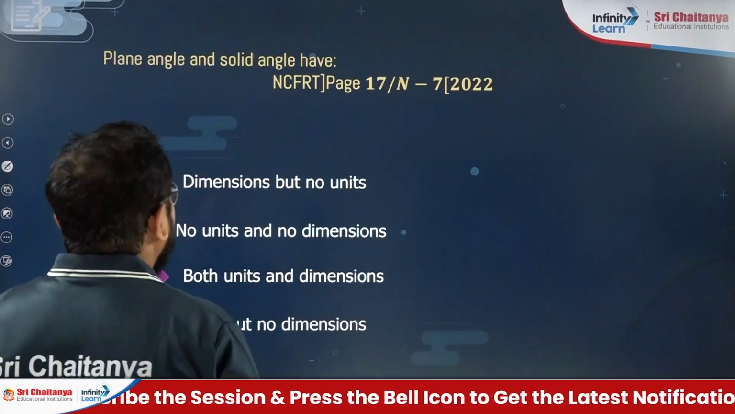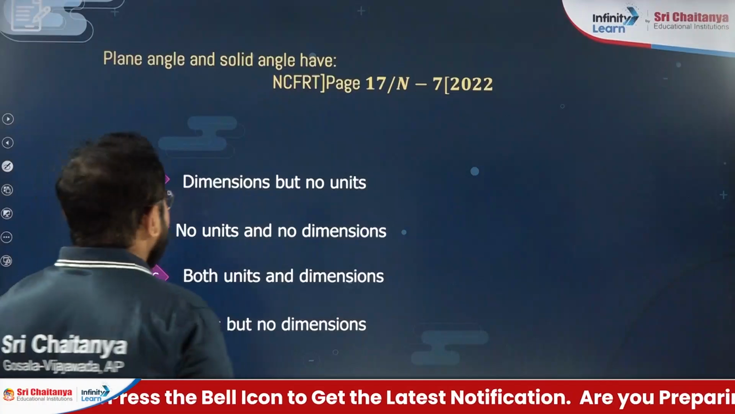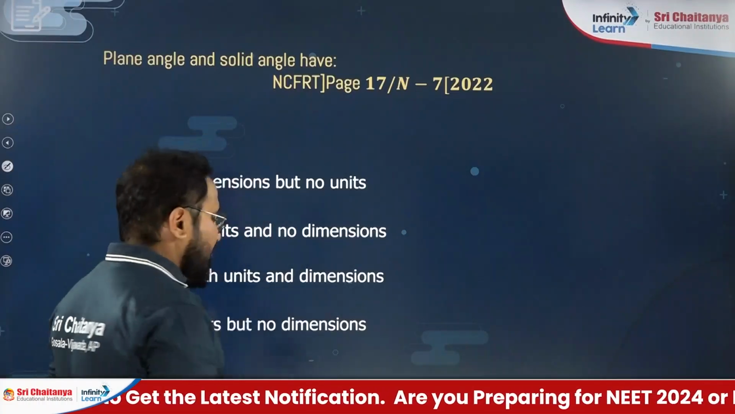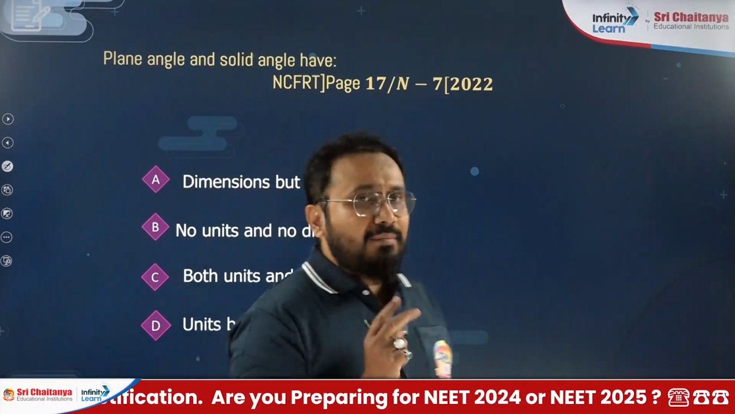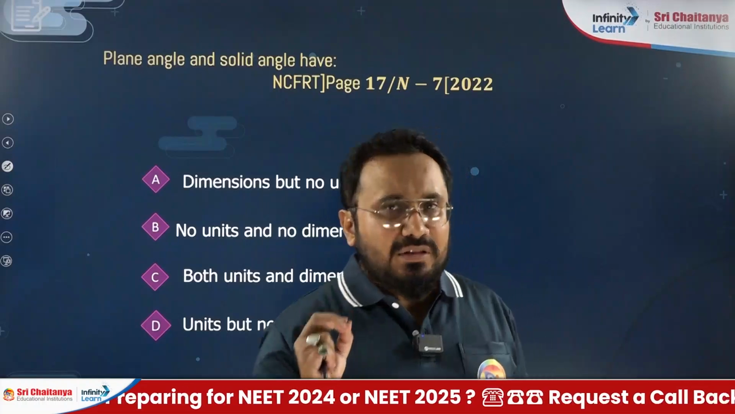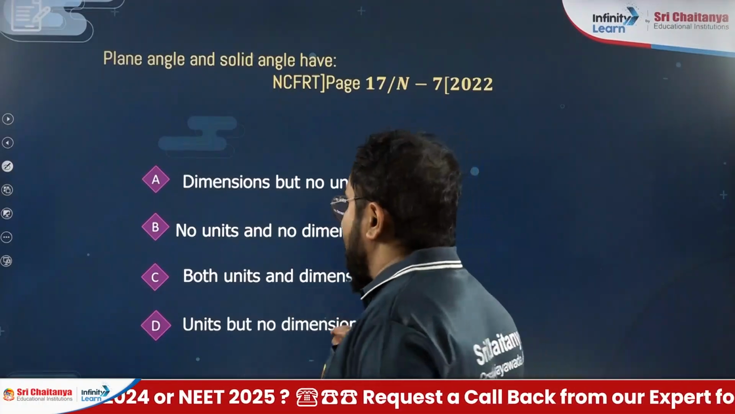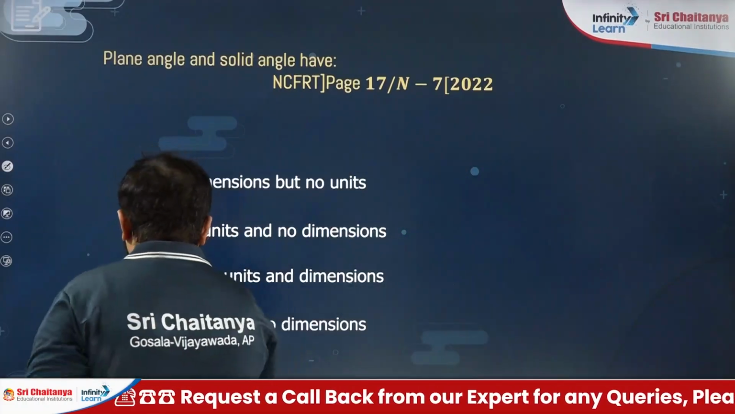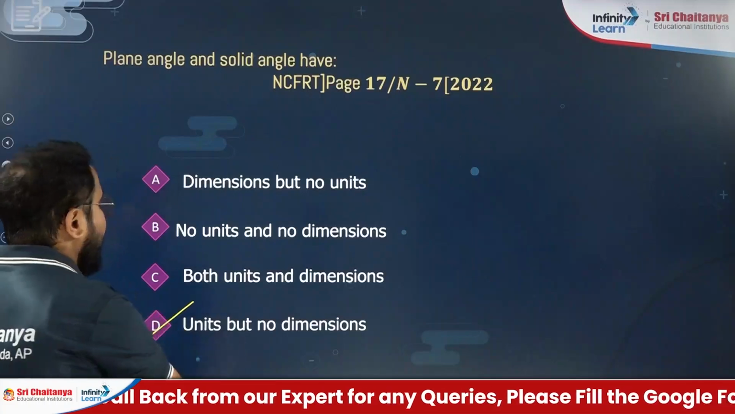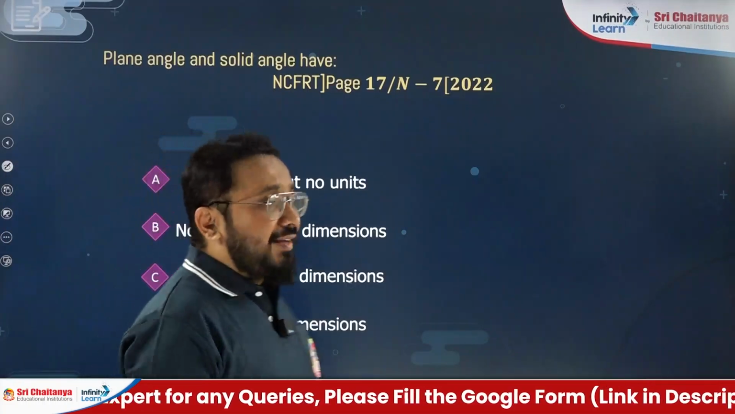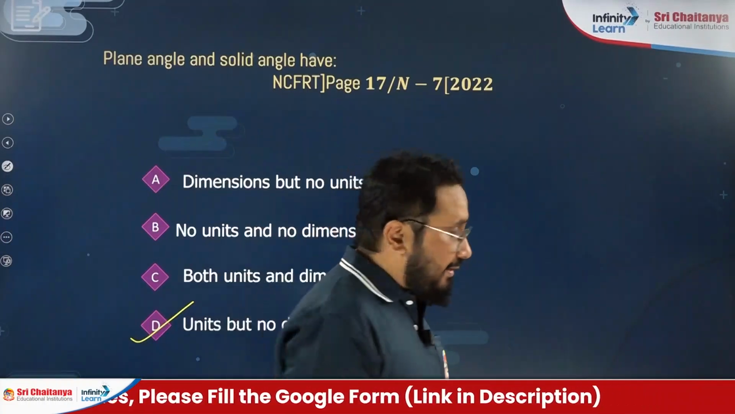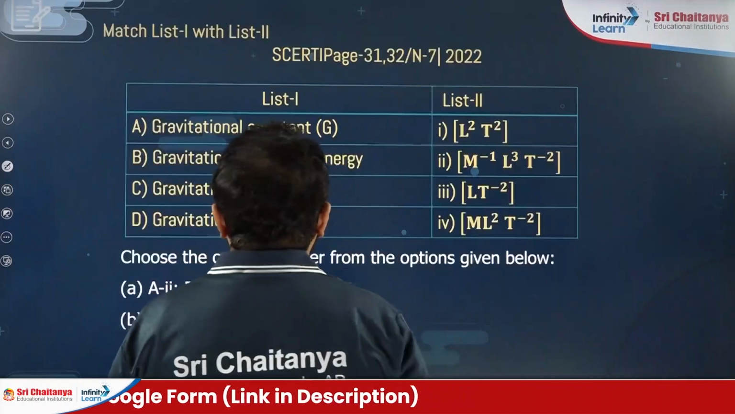Plane angle and solid angle. First of all, they both are dimensionless. Plane angle and solid angle, they both are dimensionless, but they are having units. So option D, they are having units, but they are not having any dimension. They are the dimensionless quantity.